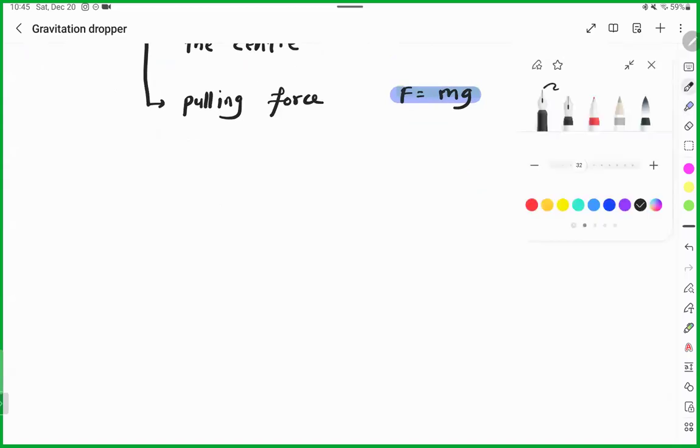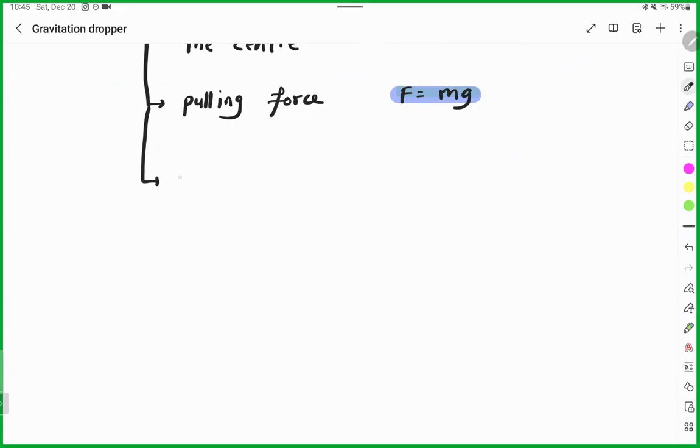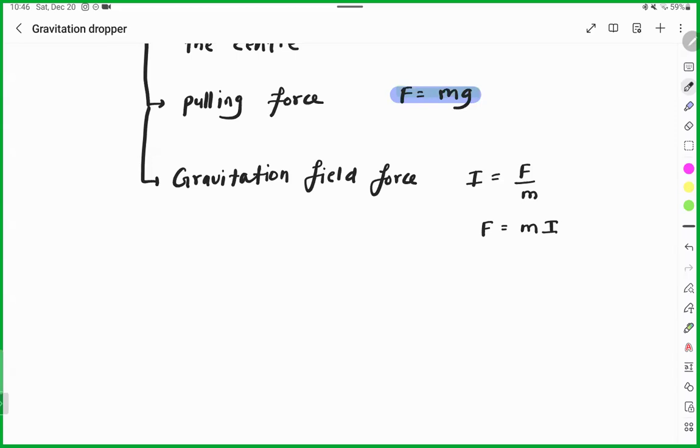So force is equal to mg. What is the force if you compare with this gravitation field? What is the force in a gravitation field? You know, gravitation field intensity is the force acting per unit mass. Can we say force is equal to mass into gravitation intensity? Chandana, I think you have a network issue. Your voice is breaking.